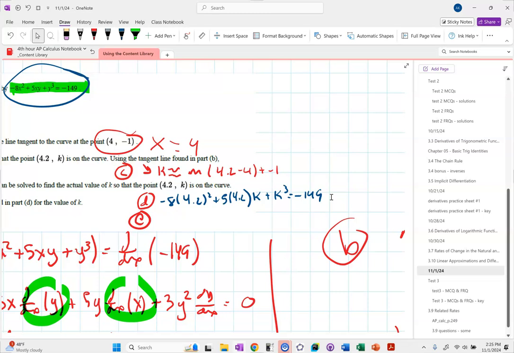So you would add 149 and set that equal to y. I would type in negative 8 times 4.2 squared plus 5 times 4.2 times x plus x cubed plus 149. And I graph that and look for the zeros, the x-intercepts. Or you could graph y1 as the left-hand side and y2 as the right-hand side and look for the intersection. That's fine too. They're doing the same thing.